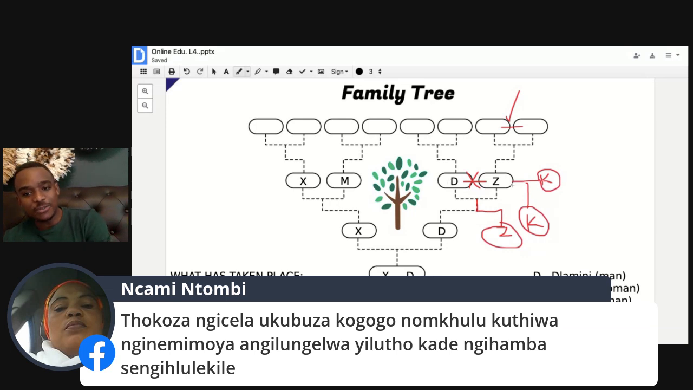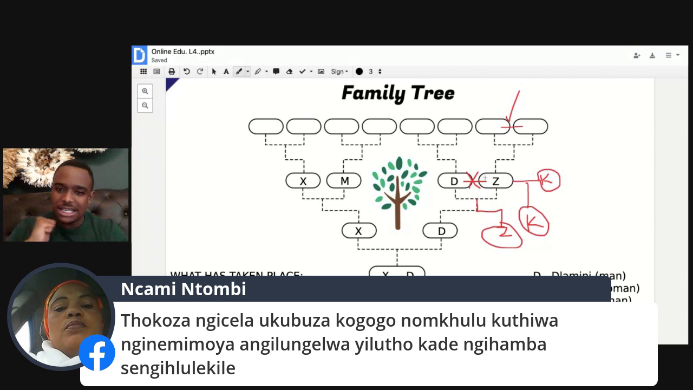Dlamini pays lobola for Zuma, right? But he does not, but then later on, so this child is already a Dlamini here, right? And then let's say later on in life, Dlamini realizes, oh, uMazuma is actually a really good woman. Ngifuna ukumshada uMazuma. So uDlamini then pays imali for uMazuma, right? You'll keep ilobolo.